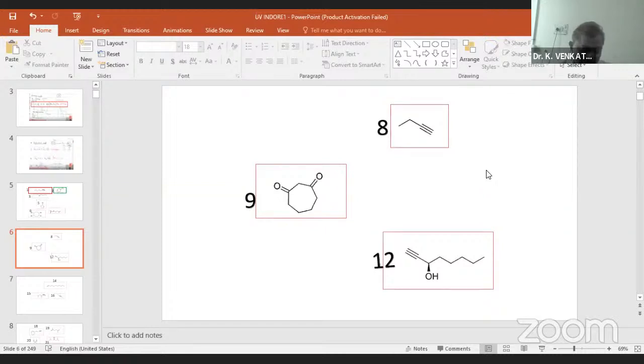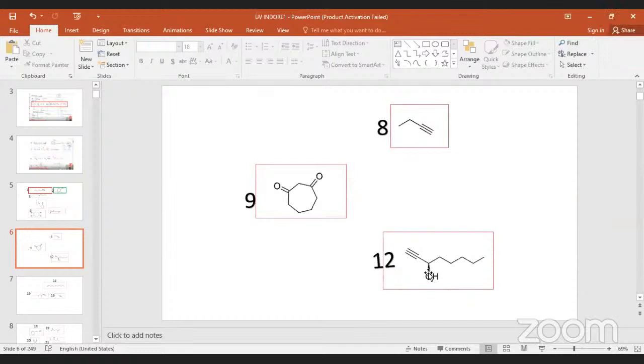3-hydroxy, 2-in, heptyne. 3-hydroxy, 1-octane. Hydroxy, madam. Here only one, heptynol. 3-heptynol. 3-heptanol. Octane, no. Which one is octanol here, madam? Please consider.